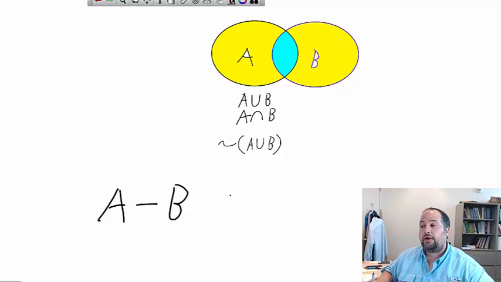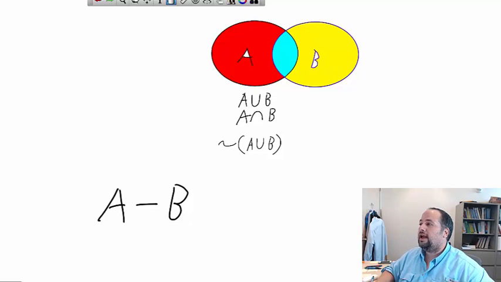We often talk about the differences between sets, right? So A minus B would be everything that's in set A except for that is not in set B. To indicate it visually, the red area is A minus B. And then conversely, B minus A is going to be what is now the yellow area.